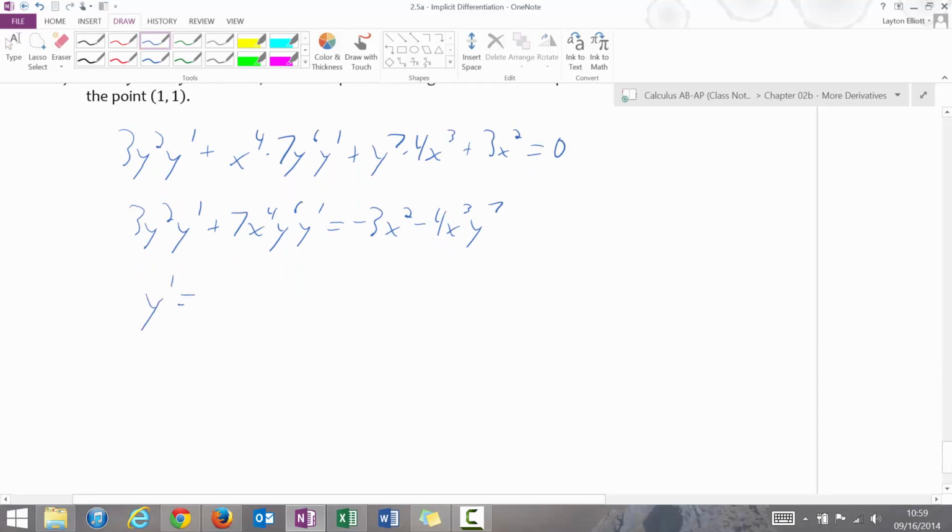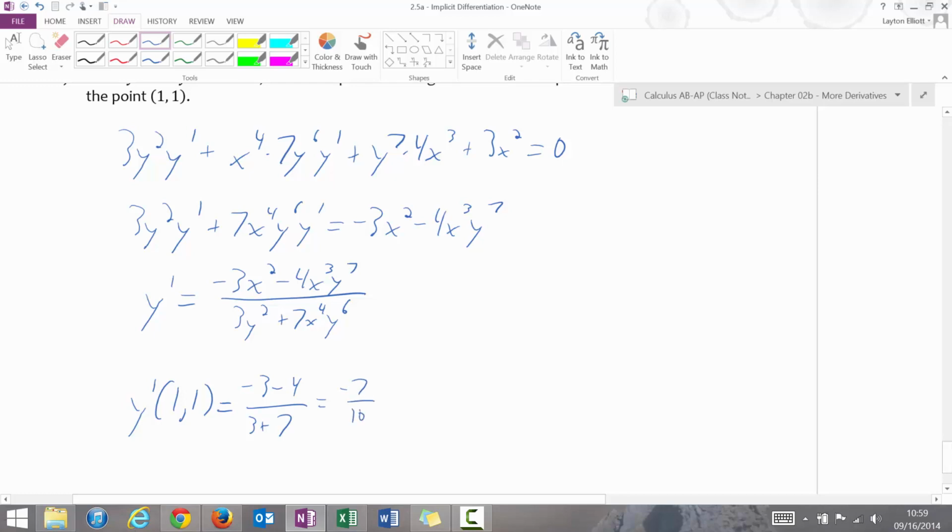Let's factor a y prime out, and I'm going to do two steps in one. I'm going to factor it out and divide it over to the other side. So I should have 3y squared plus 7x to the 4th y to the 6th for y prime. And then I want to find y prime of 1, 1, which is the whole point of this. So I've got negative 3 minus 4 over 3 plus 7. That's a little bit easier. I get negative 7 over 10.